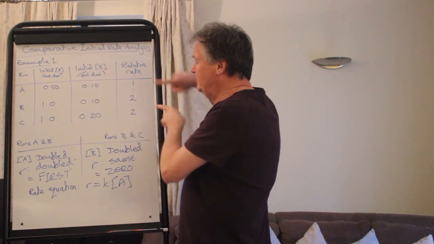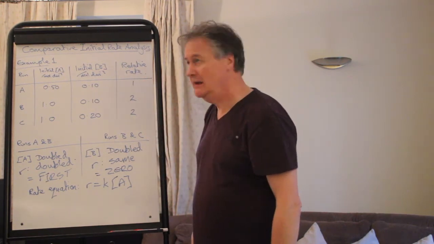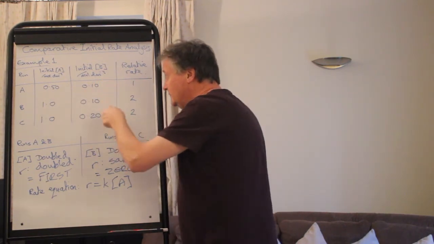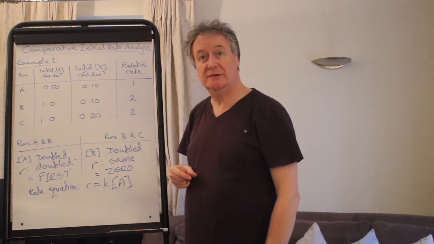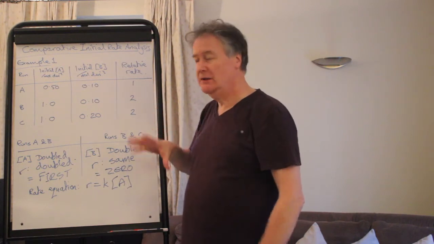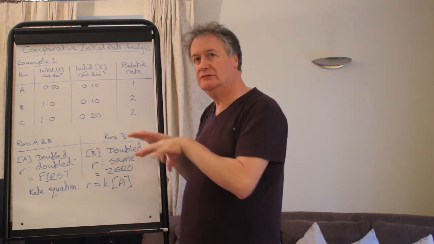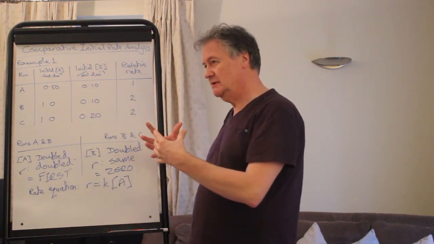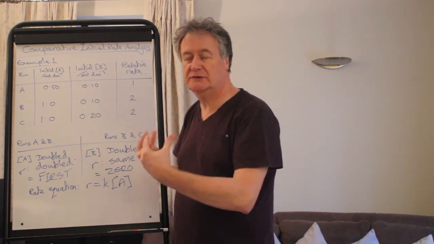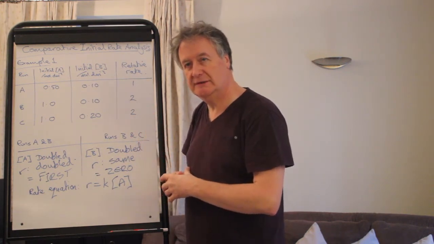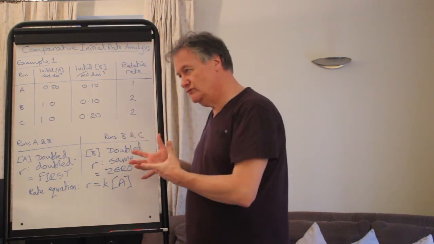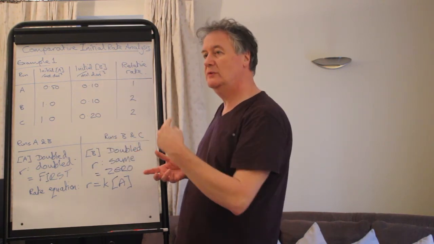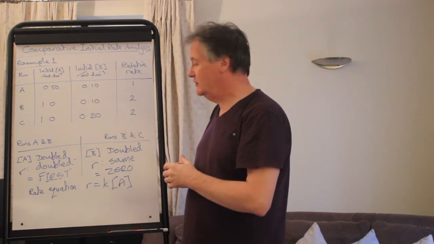Now, why didn't I pick A and C as a pair? Because both of those have changed, and therefore you can't tell which one is responsible for the doubling of the rate. So you have to select the right pairs in order to do the comparison of concentration against a comparison of rate. That's a very straightforward example. If you're not sure what I've done, rewind it and replay the explanation.